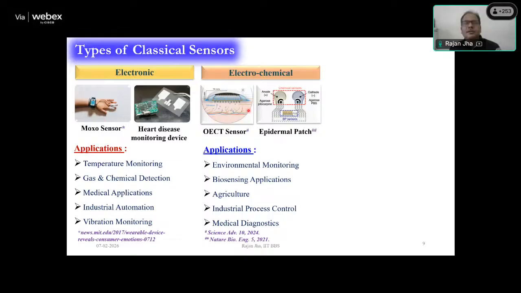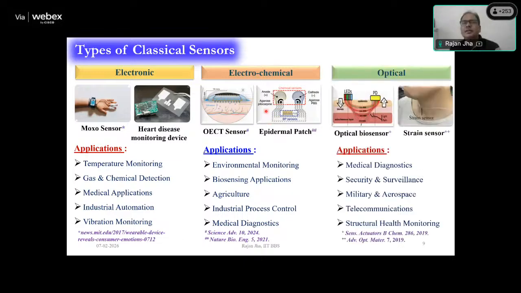This is in the market. There are a few systems which are in the market, and then there can be a third one, which is optical, which is not that great in the market yet. But I strongly believe that this has a strong future, where in future you will have a lot of optical sensors flooding the market for different applications in physical, chemical, and biological systems.